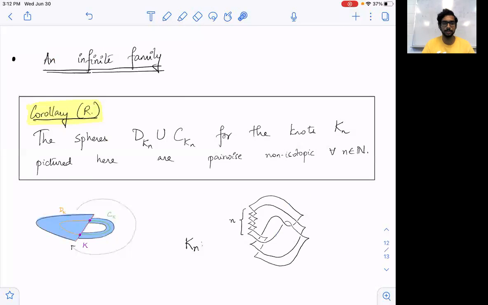As a corollary to this, we find an infinite family of pairwise non-isotopic Lagrangian spheres inside the 5-sphere that are given by this construction, and they're distinguished by the Lagrangian contact homology invariants.